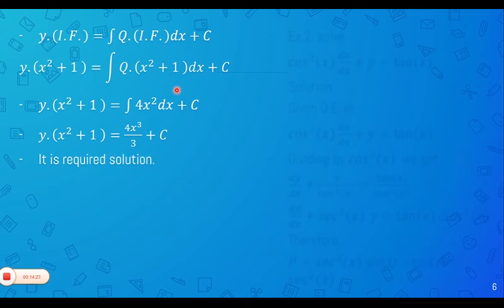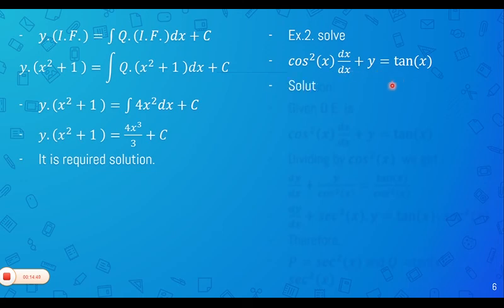Now using this template, we'll solve another example, example number 2: cos square x dy by dx. Keep in mind we have made a mistake here. I have written dx by dx, but actually it is dy by dx. You read this as cos square x dy by dx plus y equal to tan x. Now let us find the solution.